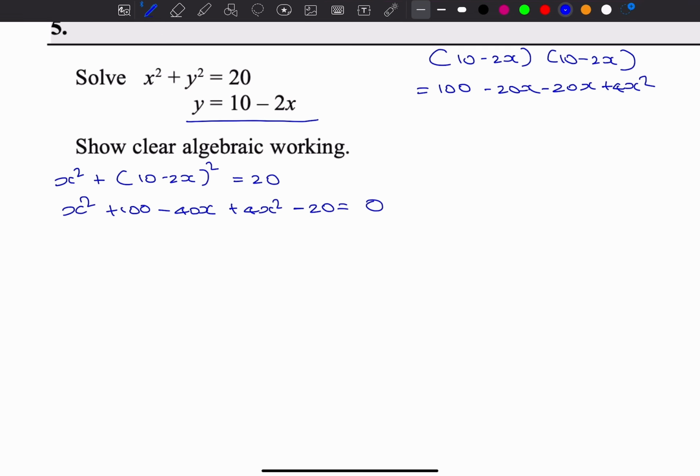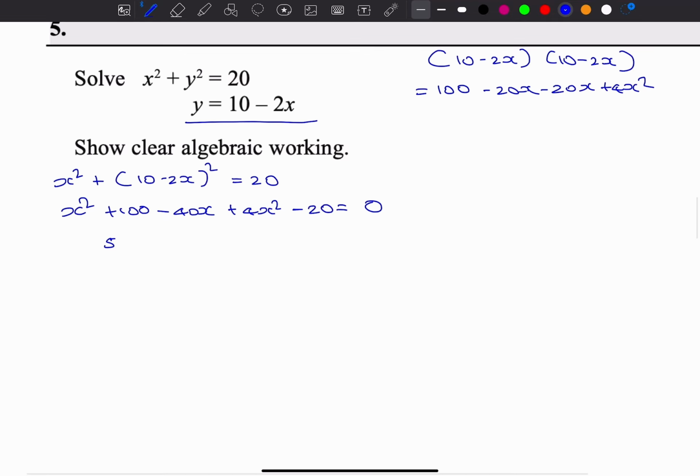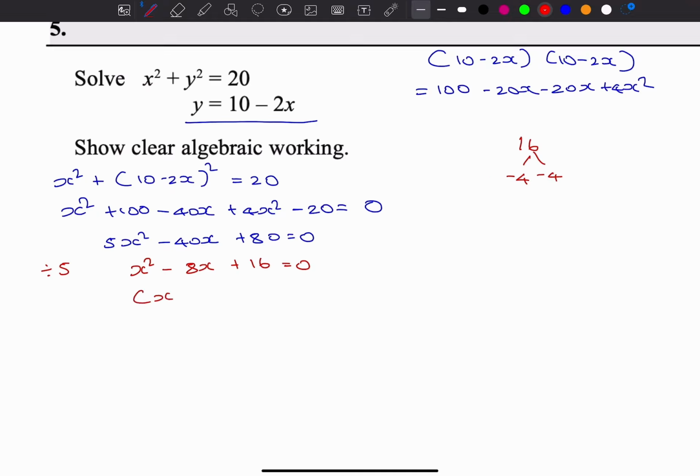So sort out the x squared properly, which is how many? 5x squared minus 40x. 100 minus 20 is plus 80, equal to 0. And then you should remember what you should do. You should check whether you can divide by a number. Of course, yes, you can. Divide by 5. x squared minus 8x plus 16 is equal to 0. Factors of 16 that can make minus 8 is minus 4 and minus 4, remember. So it's just one single answer at that point, isn't it? x minus 4 equal to 0. x is just 4, it's only one answer, of course.